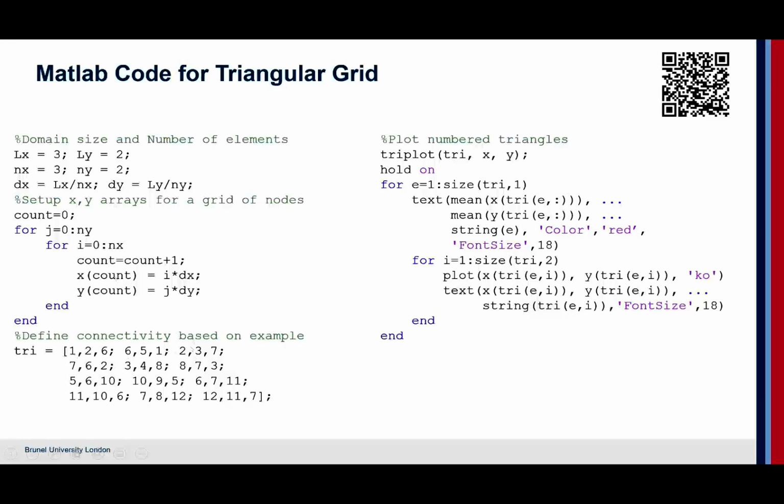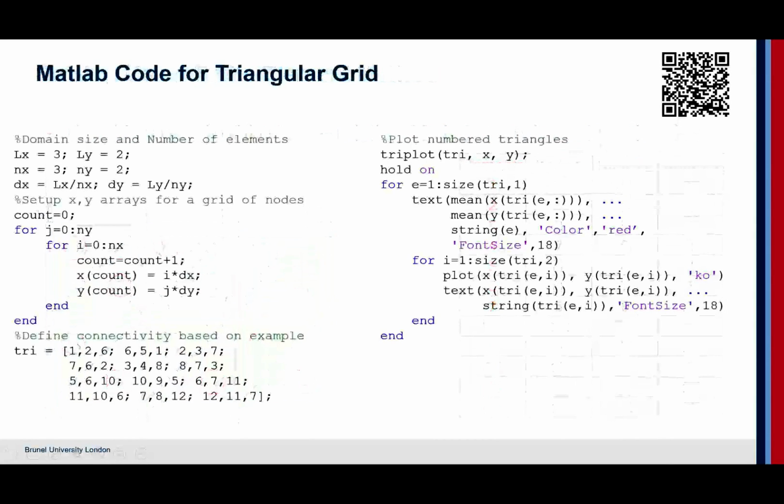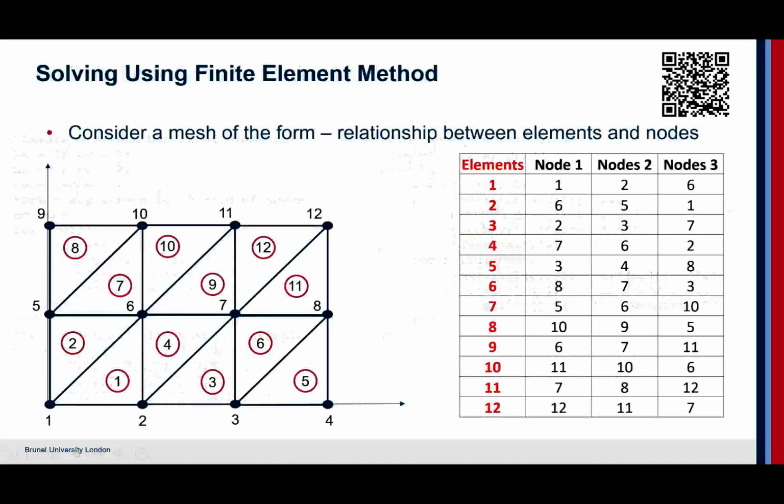And then we define a connectivity based on that. So this tri-matrix is essentially doing the mapping that we saw on the previous slide. So for element 1, the first element of that tri-matrix, it has the indices of node 1. So that's 1, 2, and 6. And you can see here 1, 2, and 6. For element 2 of tri, that's 6, 5, and 1. And you can see that's 6, 5, and 1 in this global mapping.